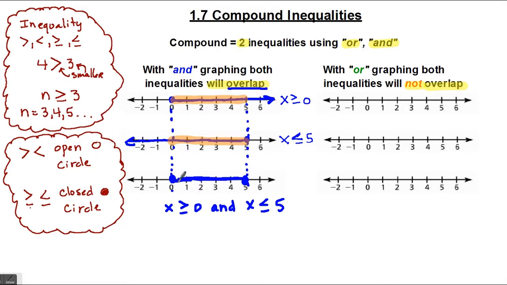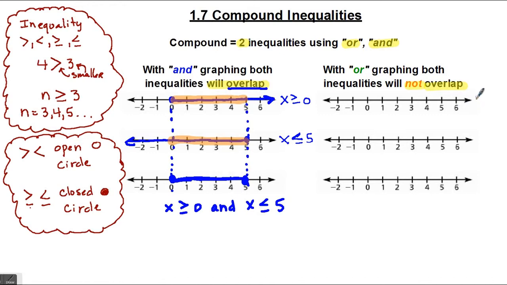So if I were to put the combination of the word and on this compound inequality, X greater than or equal to 0 and X must be less than or equal to 5, to meet this condition, this would be the graph. Okay? So that's what the word and means for the compound. Now let's look at or. For or, we are looking at something different here. For the or, they do not overlap. So on this one, we're going to have the following.